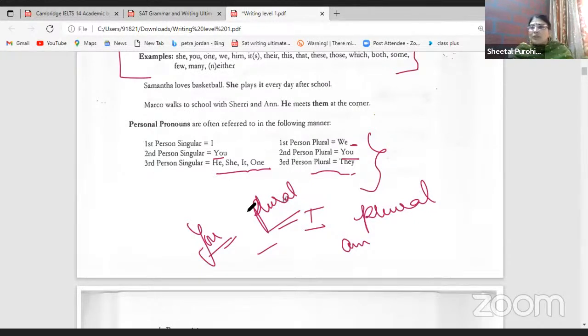Nod your heads if you're able to follow. I've put everybody on mute because a lot of disturbance was coming. So now keep a note of it. Quickly write it down. You can see it on the board. Jaldi se likho. Write down fast. Then we'll move further. Write it down quickly.